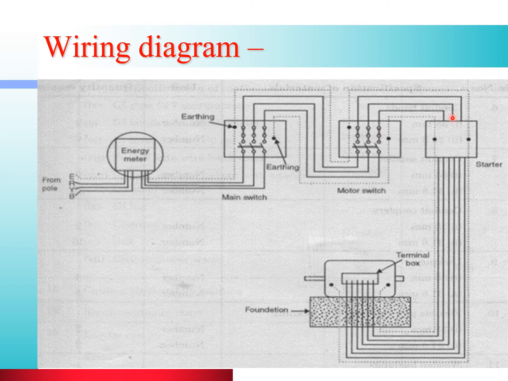From this motor switch we will give supply to the starter. This is the star delta starter. Here in the input supply there are 3 phases, RYB, means 3 wires coming to the starter, and from the output of the starter there are 6 wires, 1, 2, 3, 4, 5, 6, and these 6 wires are going to the terminal box of the induction motor.